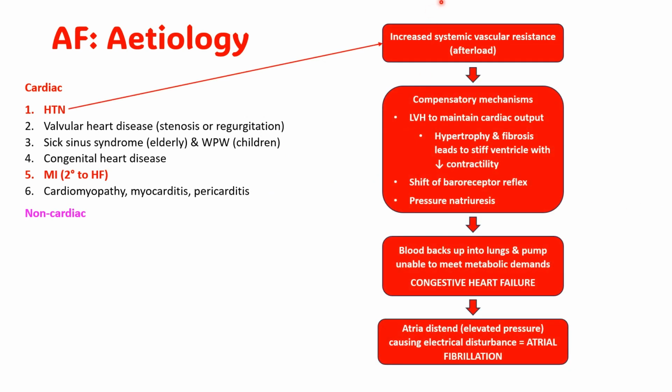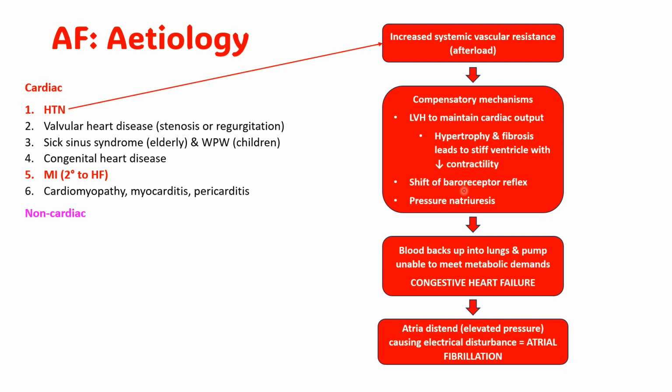Okay. And then you might have seen this diagram in some of my other videos, and it's basically just outlining how hypertension can lead to the development of atrial fibrillation. So we know that in hypertension we have an increased systemic vascular resistance, otherwise known as afterload. The heart tries to overcome this through left ventricular hypertrophy.